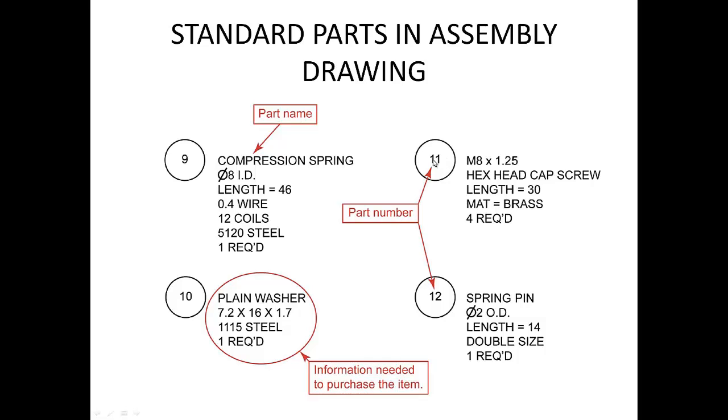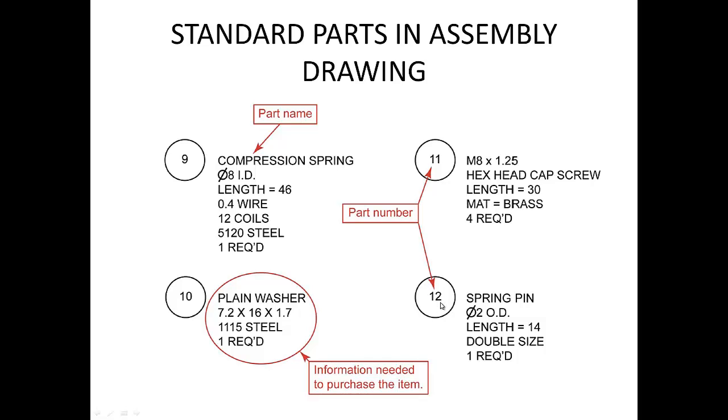And then for another, part number 11, you will have a screw, for example, a metric screw, 8 millimeters, and the step in between two threads will be 1.25, and it will be a hexagonal head cap screw, and the length will be 30 millimeters. Material will be brass, and you will need 4 of these in your assembly. Then part number 10 will be the plain washer, with dimensions in millimeters, the material will be this kind of steel, and you'll need one. So it's all the information that you need to purchase this item.